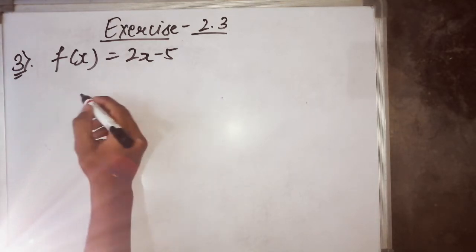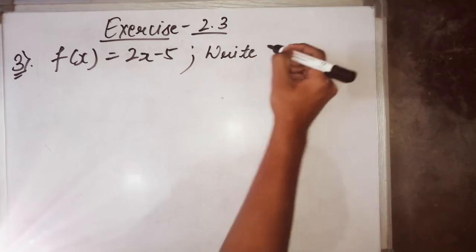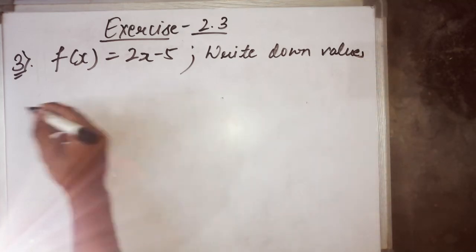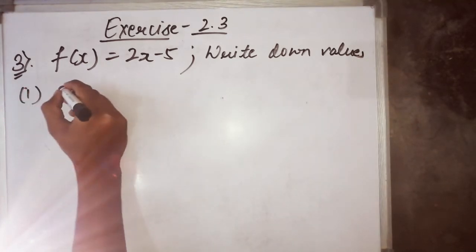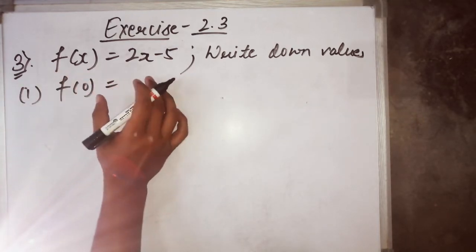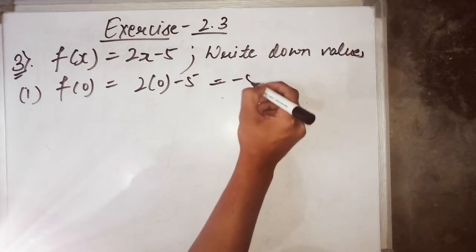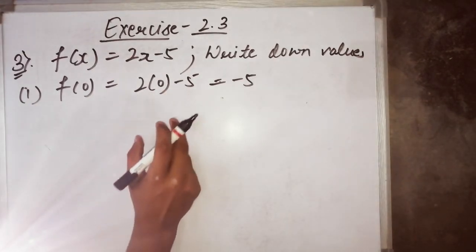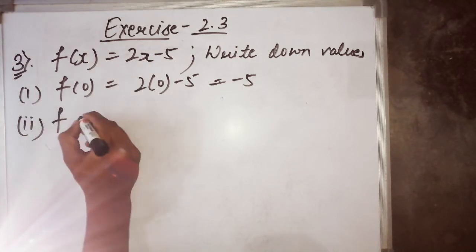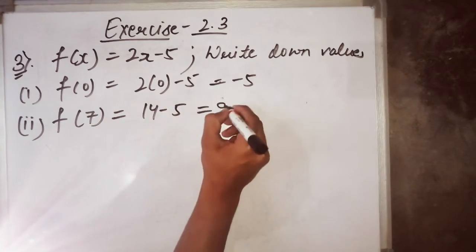What we need to do is find the values of the parts. Our very first part is f(0). We need to replace x with 0. What we'll have is minus 5, because 2 multiplied by 0 is 0, and minus 5 is written here. Our second part is f(7). Replace x with 7, we have 14 minus 5 equals 9.